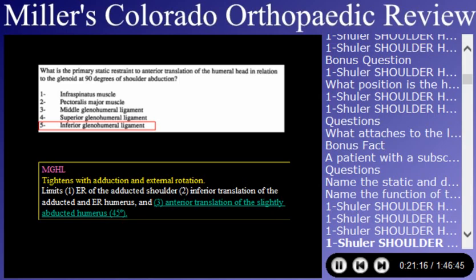Primary static restraint to anterior translation of the humeral head in relation to the glenoid at 90 degrees shoulder abduction. Once again, IGHL. Middle glenohumeral ligament, and I highlight there in color, is the restraint to anterior translation of the slightly abducted humerus, one of the testable items at 45 degrees. Remember, inferior glenohumeral ligament is 90 and external rotation. Middle is right here, about 45 degrees, position of your arm.